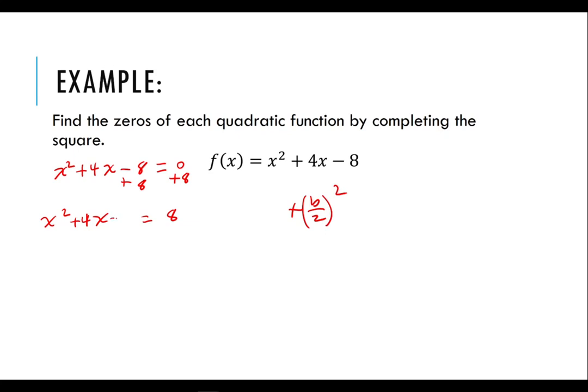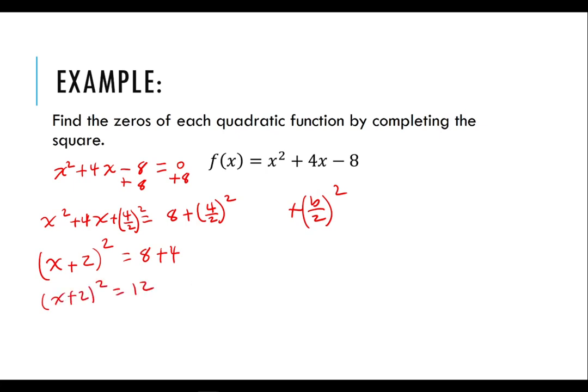So that's going to be plus b, which is positive 4, divided by 2 quantity squared, plus positive 4 over 2 quantity squared. 4 over 2 is 2. And so this now factors nicely as x, and just write whatever's inside the parentheses. That's plus 2, because 4 divided by 2 is 2. Quantity squared is then equal to 8 plus 4 over 2, which is 2. 2 squared is 4. Then I have x plus 2 quantity squared is equal to 12.